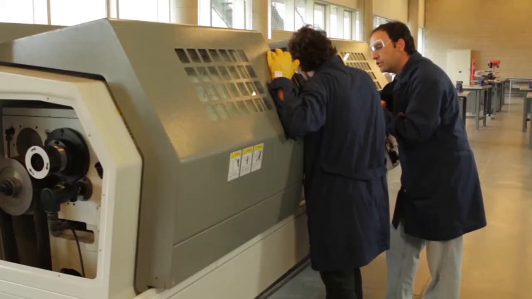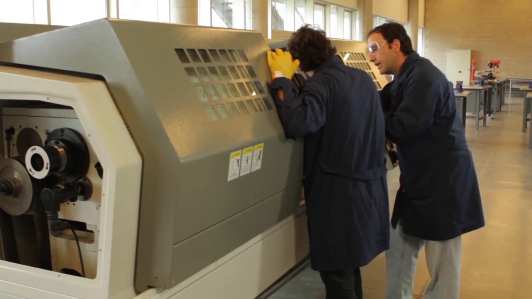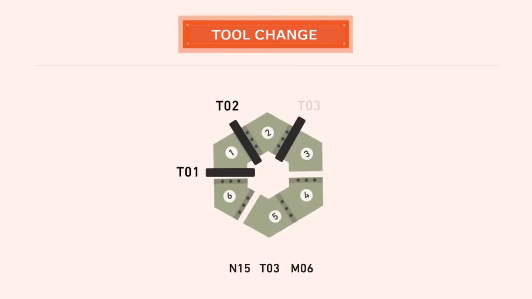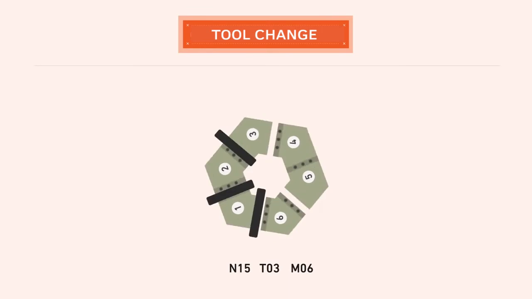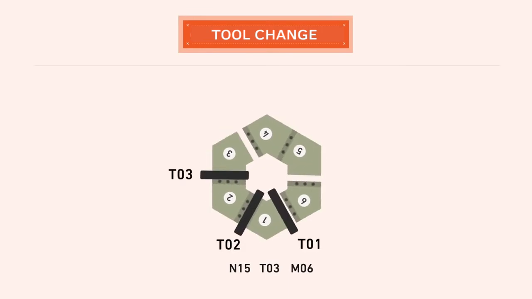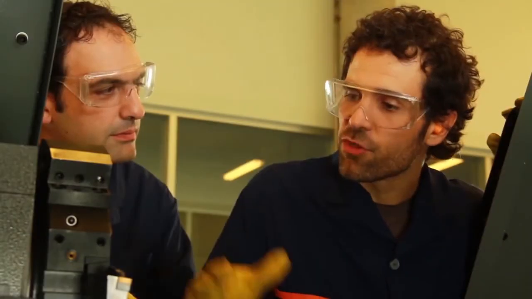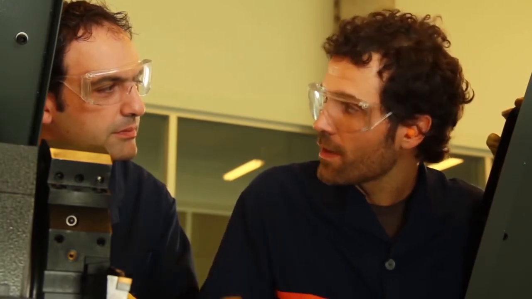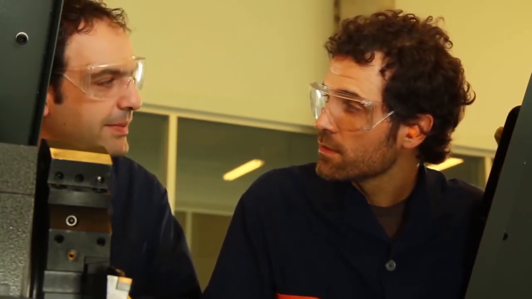Now, do you remember that the M function was related to the tool change? Yeah, M06. That's right. M06 works together with the T function. So, I call the T function first, and then I call the M06 function, which will position the tool I have previously told it to with the T function. In other words, the M function and the T function work together. Exactly. Right.